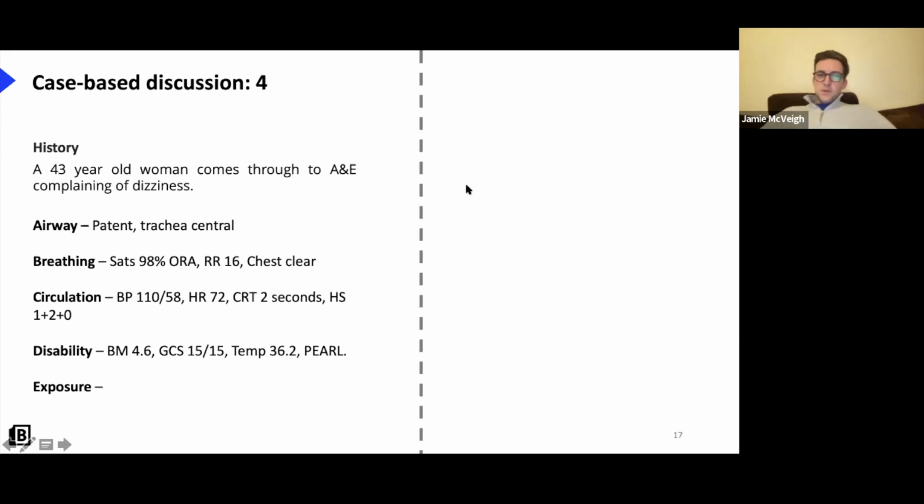is a young woman coming through to A&E. She's complaining of dizziness. So A, B, and C are all fine. Okay, there's nothing concerning at all, which is very reassuring. Okay, and that's why we do the A to E approach, because we can then think about the more important things. And again, D is reassuring as well. So BMs are fine. Good level of consciousness. Afebrile and pupils are fine.